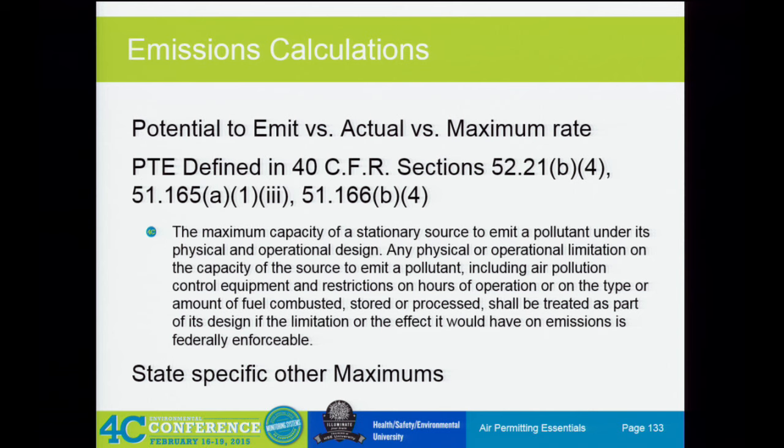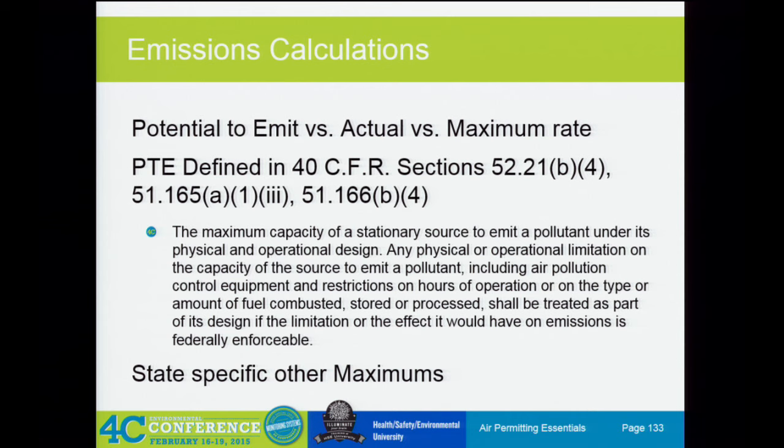So what this means for you is PTE is used to determine your applicability as it pertains to being a major source. That 100 tons limit that we talked about refers to the PTE of the entire facility. And so you would take every individual source that you have at that facility, add up all the emissions together, and that would be your PTE for the site.